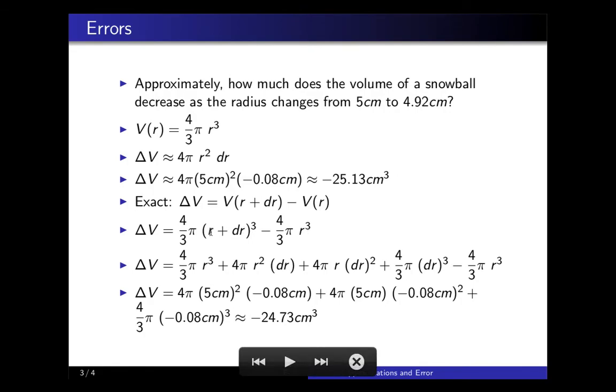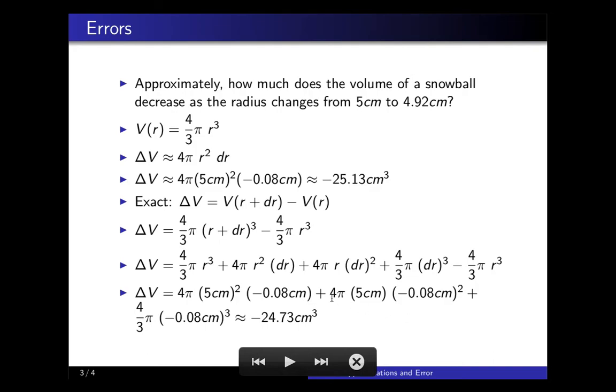If we take this r plus dr cubed and we expand everything out, we would wind up with this whole expression, and then just plug in our r and our delta r. The first thing that we can notice in this is that the original volume, the 4/3 pi r cubed, cancels off with one of the terms in this expansion. And what we get for an exact change in the volume is 4 pi times 5 centimeters squared times minus 0.08 centimeters plus some extra terms. And what we see is that really we're doing a lot of work and we're not changing things that much.